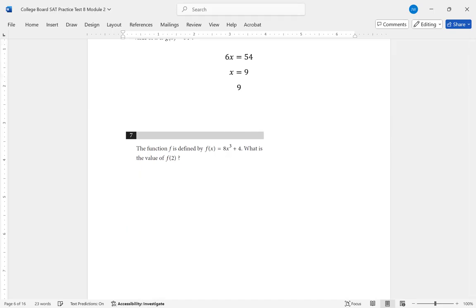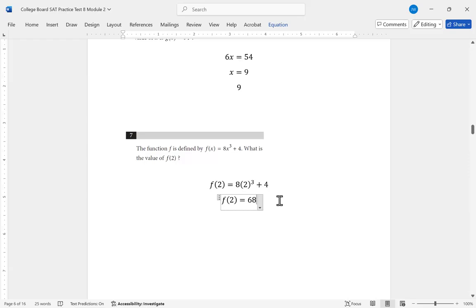Question 7. The function f is defined by f of x is equal to 8 times x to the third plus 4. What is the value of f of 2? So in this case, I'm going to plug in the input value of 2 for x. I take 8 times the quantity 2 cubed and then add 4. Let me actually rewrite it that way: 8 times 2 to the third. Take the 2 to the third first if you're doing this by hand. That's 8 times 8, which is 64, plus 4 is 68.